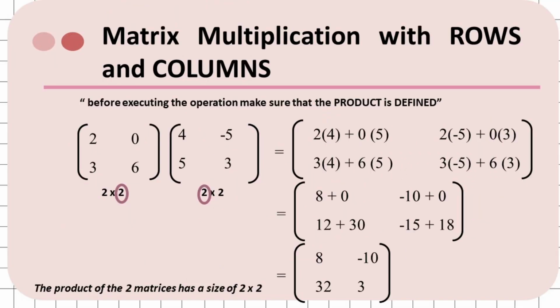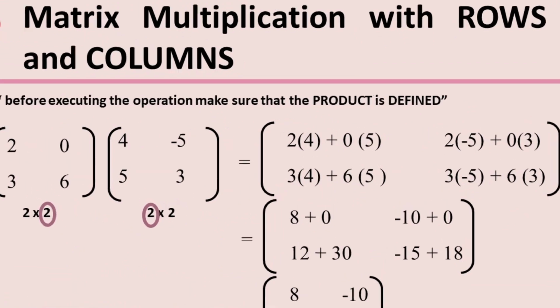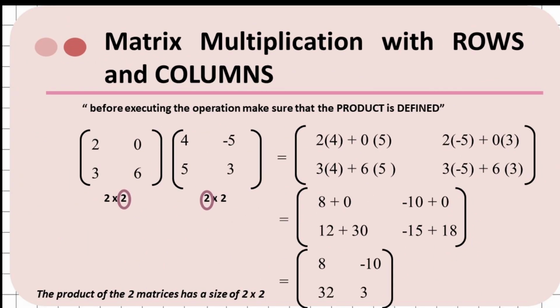Next is multiplying with rows and columns. So before executing the operation again, make sure that the product is defined. So for example, as you can see, we have the same number of rows here, which is two, and the same number of columns here, which is also two. I will create a video to show the step-by-step process in multiplying matrices with rows and columns.